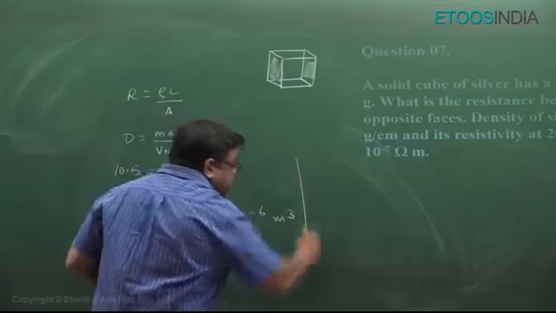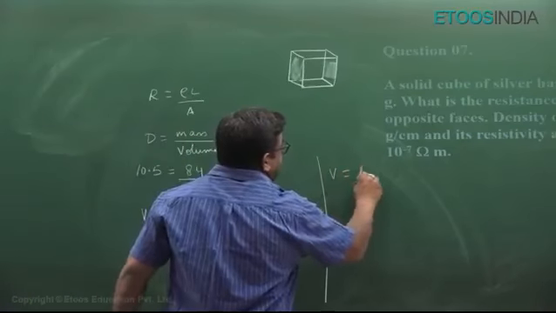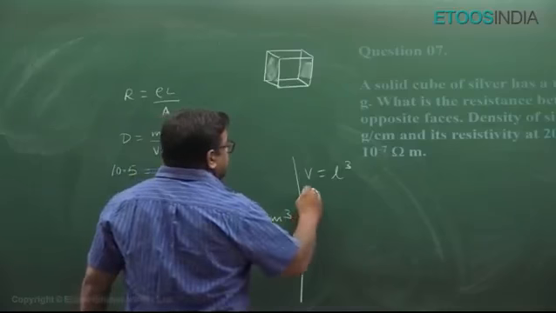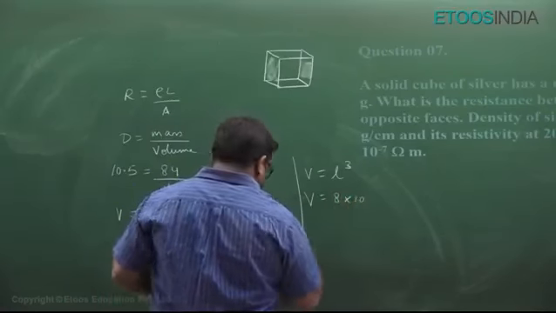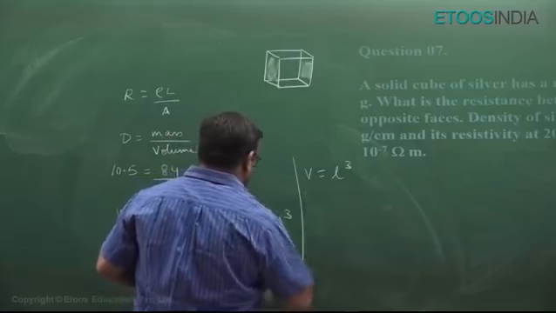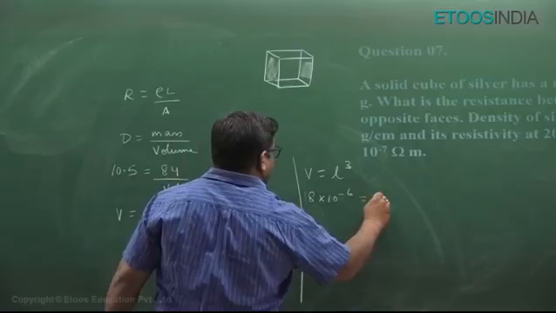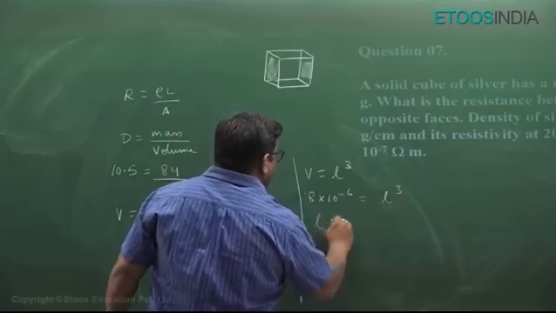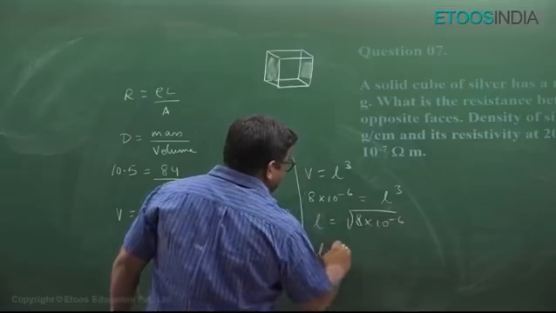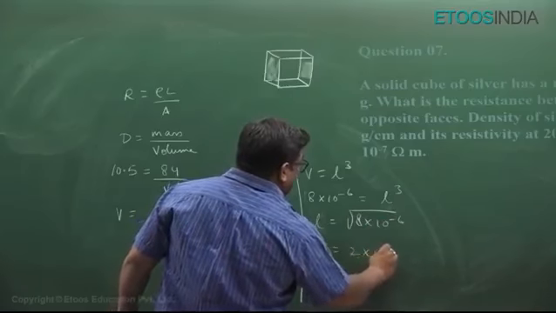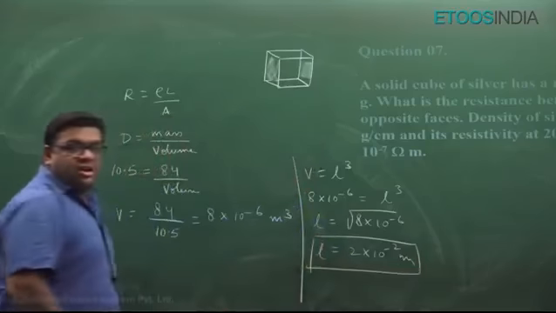So by using this, we will find the side first. We know that volume is L cube, that is side cube. So V is equal to 8 into 10 raised to power minus 6, which is equal to length cube, or L is equal to under root of 8 into 10 raised to power minus 6, and L will be 2 into 10 raised to power minus 2 meters.